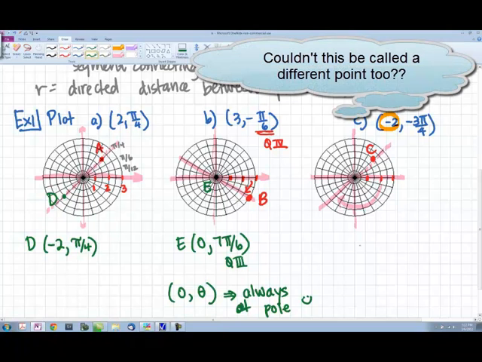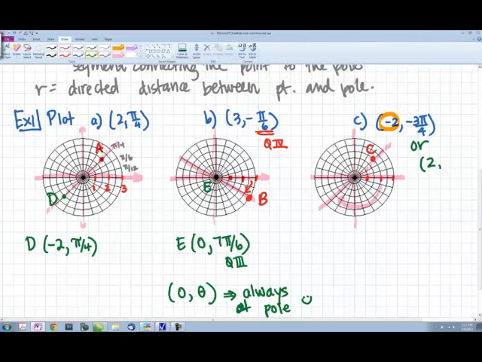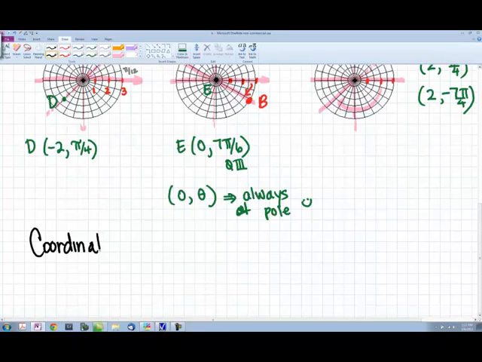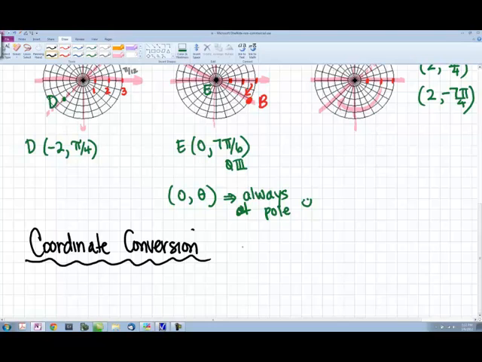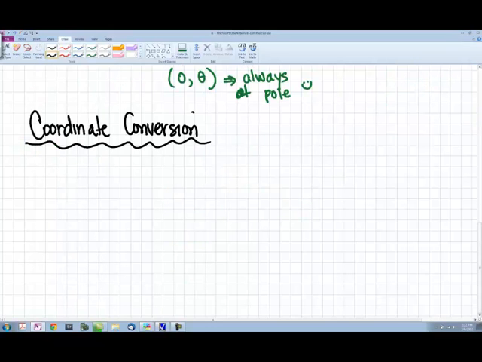We could also name point C (2, pi over 4). We could have even called it (2, negative 7 pi over 4). We could keep on adding 2 pi or subtracting 2 pi in order to get that same coordinate point. We need to work on coordinate conversion, and in order to convert back and forth from polar to rectangular and vice versa, you guys are going to need to remember how x, y, r, and theta relate.